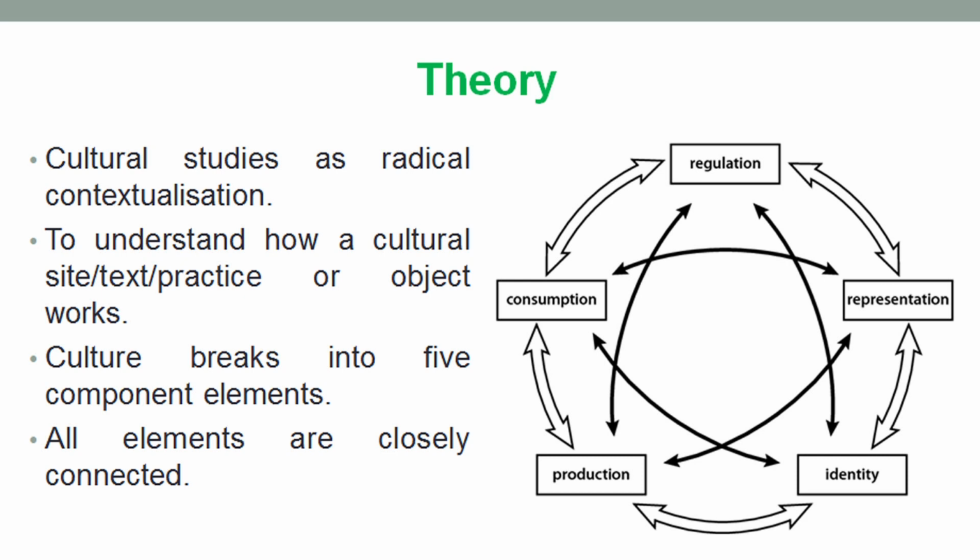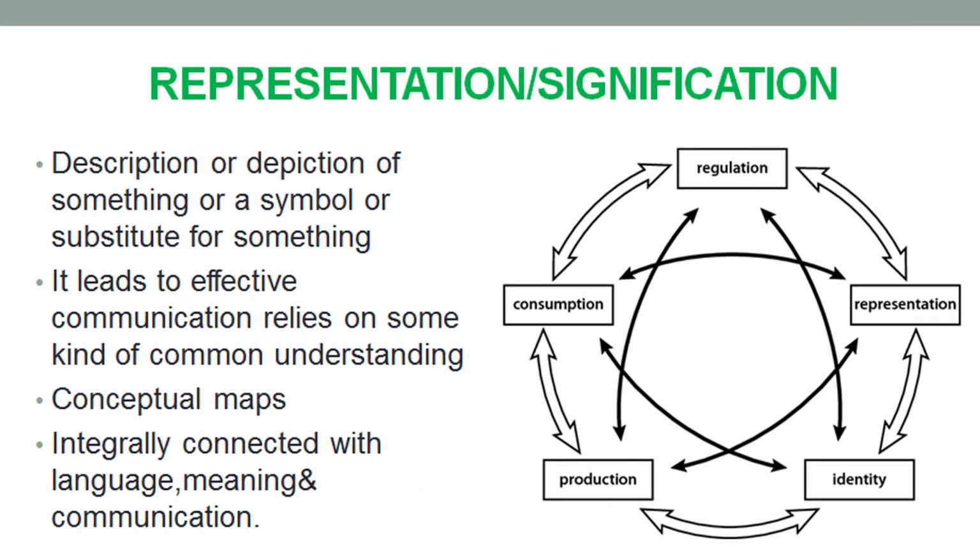Let us discuss in detail with the help of one example. Here I am taking a cultural text as an example. How does this cultural flow happen in a text? First one is representation. Representation can be a description or depiction of something or a symbol or substitute for something. That means what the thing means or signifies and to whom, and what relationships it signifies.